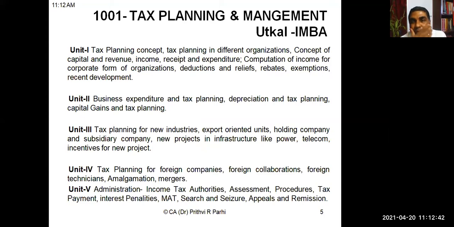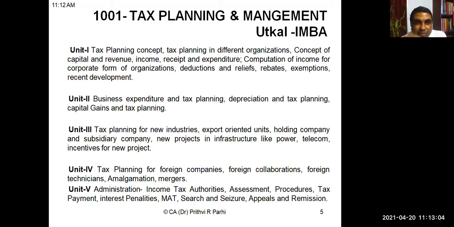Yeah. So if you look at your syllabus, it contains these 5 units, right? Just have a look. Yes, sir. And the first unit, we are supposed to learn about tax planning concept. So I'll be covering that part, tax planning concept. Then tax planning for different organizations.